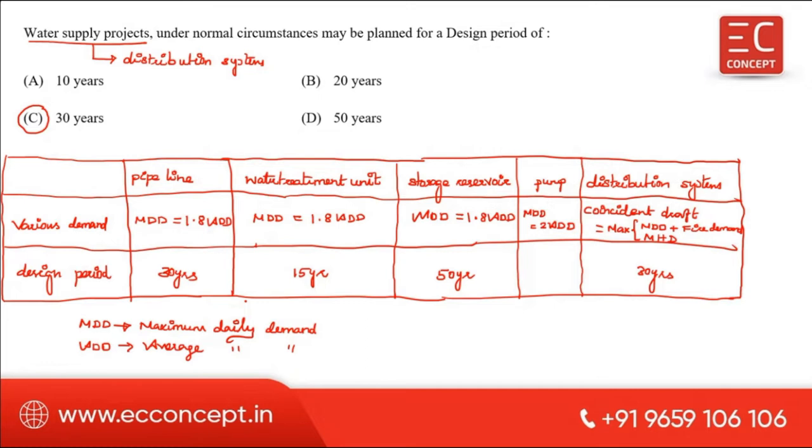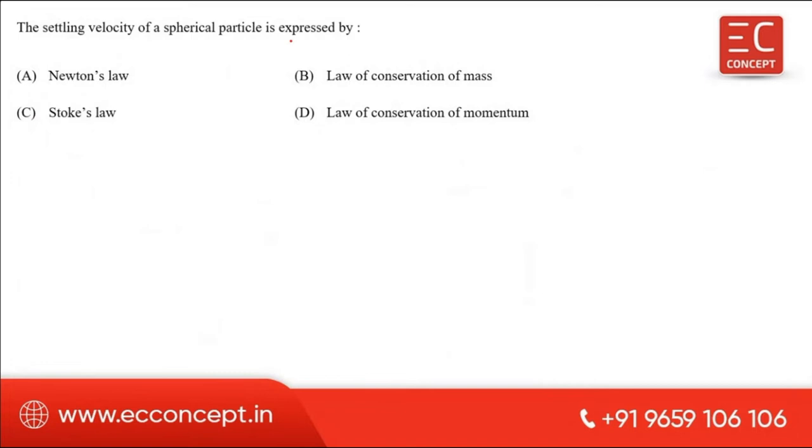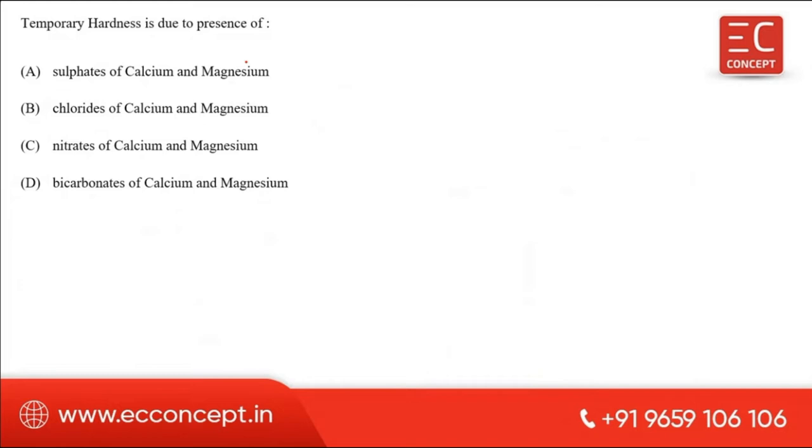Next one, the settling velocity of a spherical particle is expressed by, we know, Stokes' law. Now, temporary hardness is due to the presence of. Before that, let me explain hardness. There are two types of hardness. One is temporary hardness. Another one is permanent hardness.